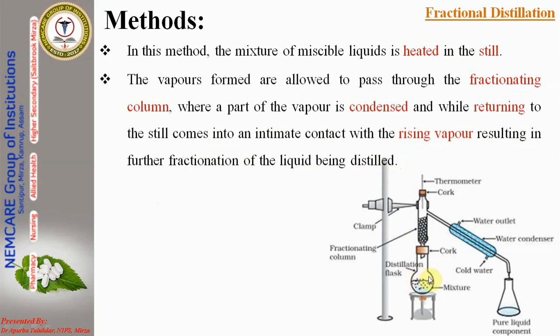Two miscible liquids which have very near boiling points are boiled here. When we boil them, both liquids will start evaporating and go toward the condenser, but because of the nature of this fractionating column, what will happen? Say we are separating A and B. A and B together will go up here, but because of the small difference in the boiling point, A will go first, and B will condense here itself and come back. So B will get condensed and fall here, and A will get evaporated and go to the condenser, and this process will keep continuing.